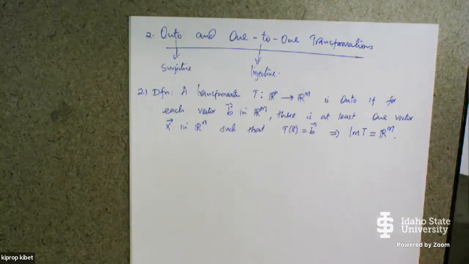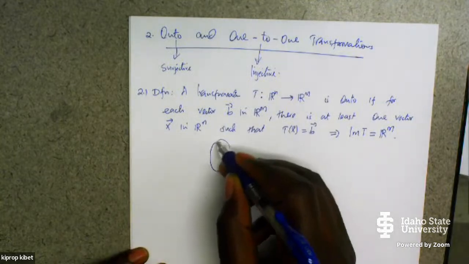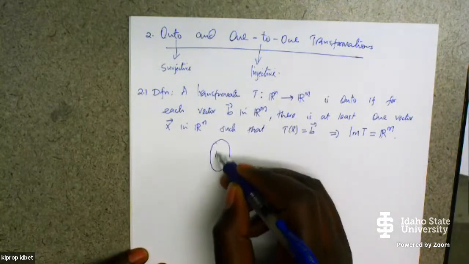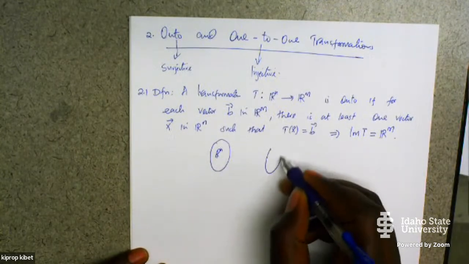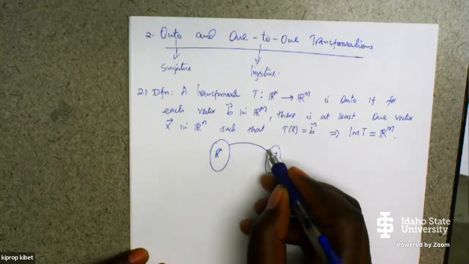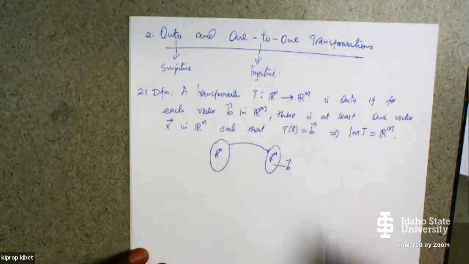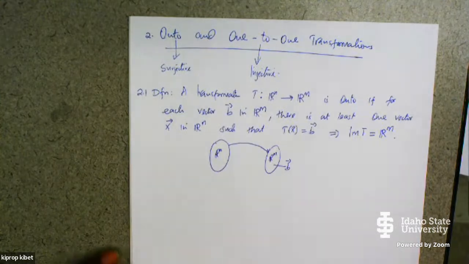So when you say at least, there is something which, if you have this one over there, this is Rm, this one is Rm. We have this transformation here. So there is some vectors, there are some vectors there, B.